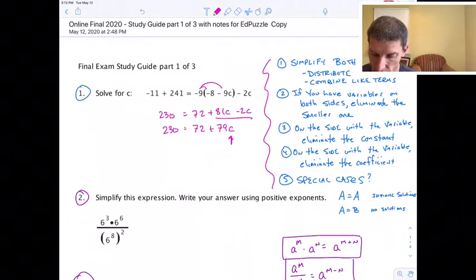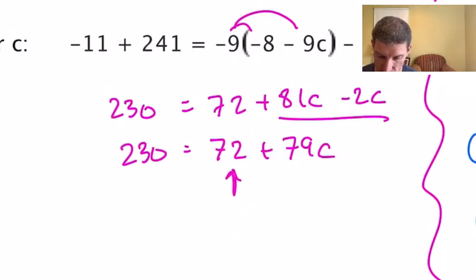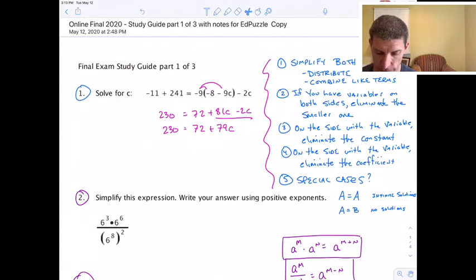Step number 3, on the side with the variable, eliminate the constant. And the constant is this number right here. There's 2 numbers on the side of the variable, 72 and 79. This is called the constant because it's all by itself. The thing that multiplies the variable is called a coefficient. So we're going to deal with the 72 first, then we're going to go after the coefficient. 72 is positive, so I'm going to subtract to get rid of it.